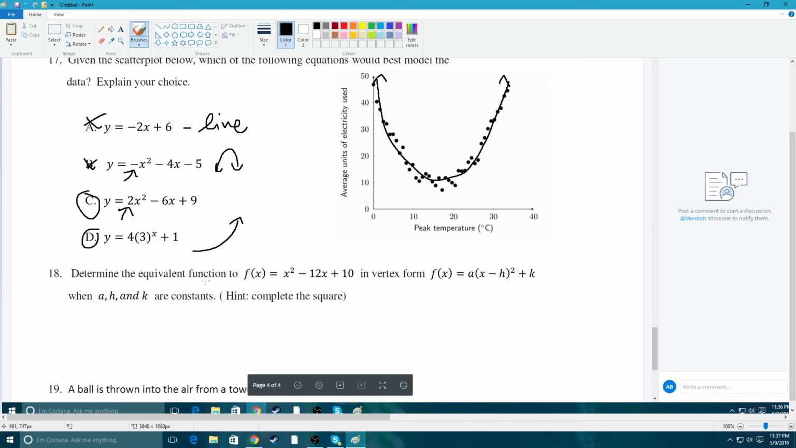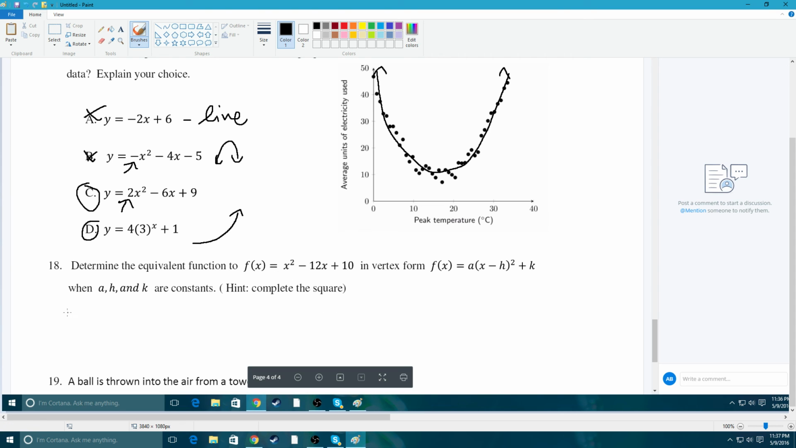Okay. Determine the equivalent functions to these guys. So here we go. You get x squared minus 12x plus 10, and so that's equal to f of x. So first off, subtract 10 from both sides, and you get f of x minus 10 equals x squared minus 12x. Complete the square by cutting this in half, getting negative 6 and squaring it to get plus 36 on both sides.